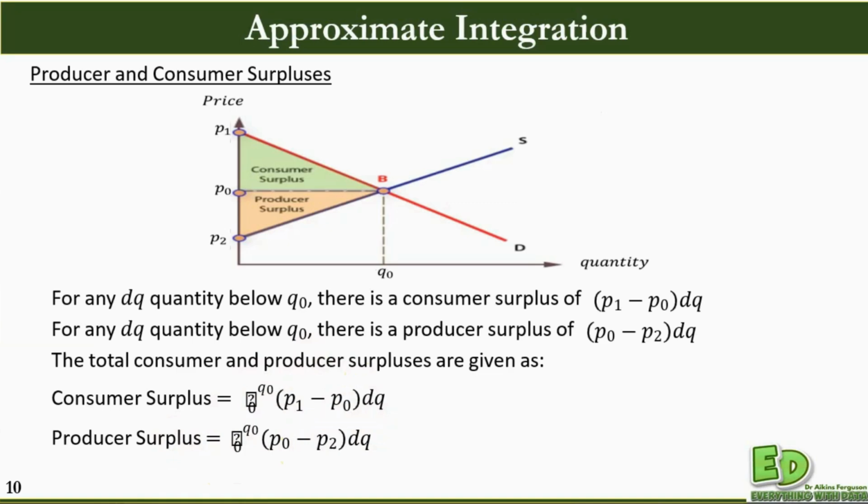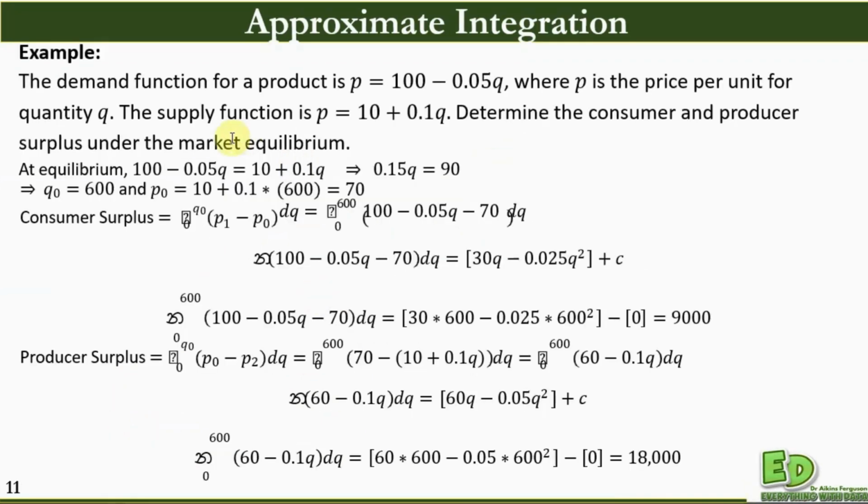Here is an example to show how you go about these two formulas to find the consumer surplus and the producer surplus. The demand function for a product is P equals 100 minus 0.05Q, where P is the price per unit for quantity Q. The supply function has been given here also. Determine the consumer and producer surplus under the market equilibrium. First of all, we need Q0 to be able to estimate the consumer surplus and the producer surplus.